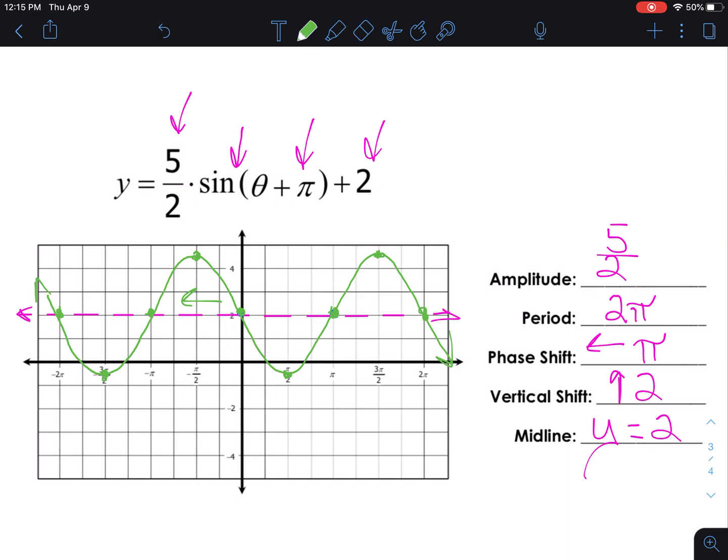Okay, so now you should have 3 examples if you need them to help you do your assignment. Good luck.